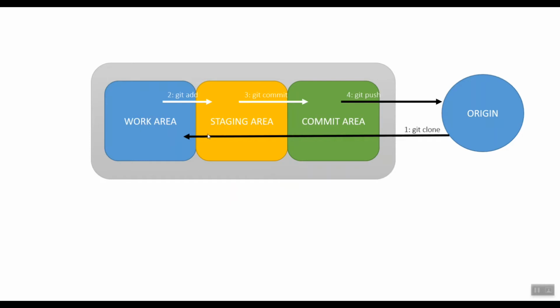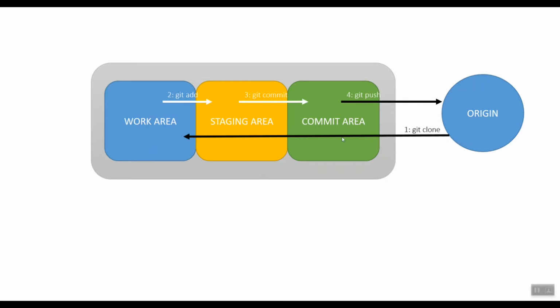So up until now, if you followed my videos on Git, you've understood there are three critical areas that you work with when you're working on Git. One is the work area, the other is staging area, and the third is the commit area. And this is the origin from where you clone your primary repository.